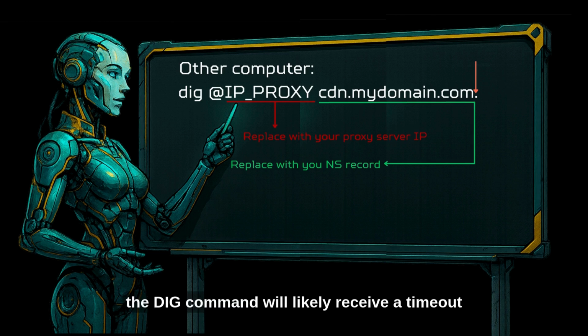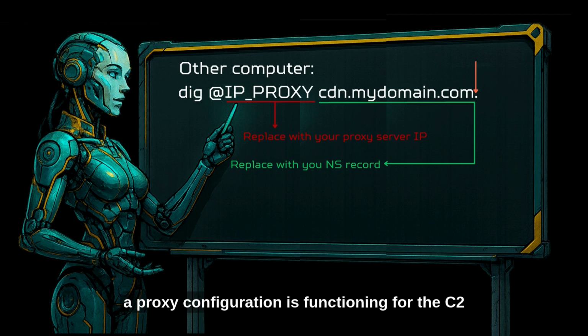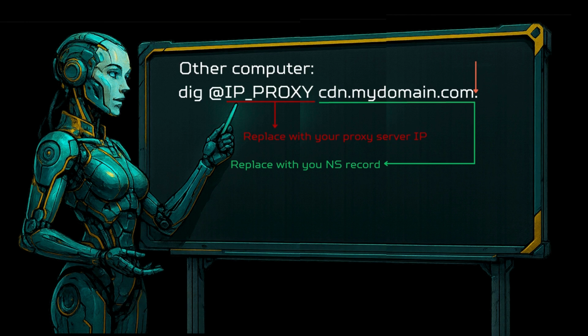However, the dig command will likely receive a timeout response because there isn't a DNS server actively listening to provide a full resolution. Seeing the traffic in tcpdump confirms the proxy configuration is functioning for the C2 servers that support DNS communications.